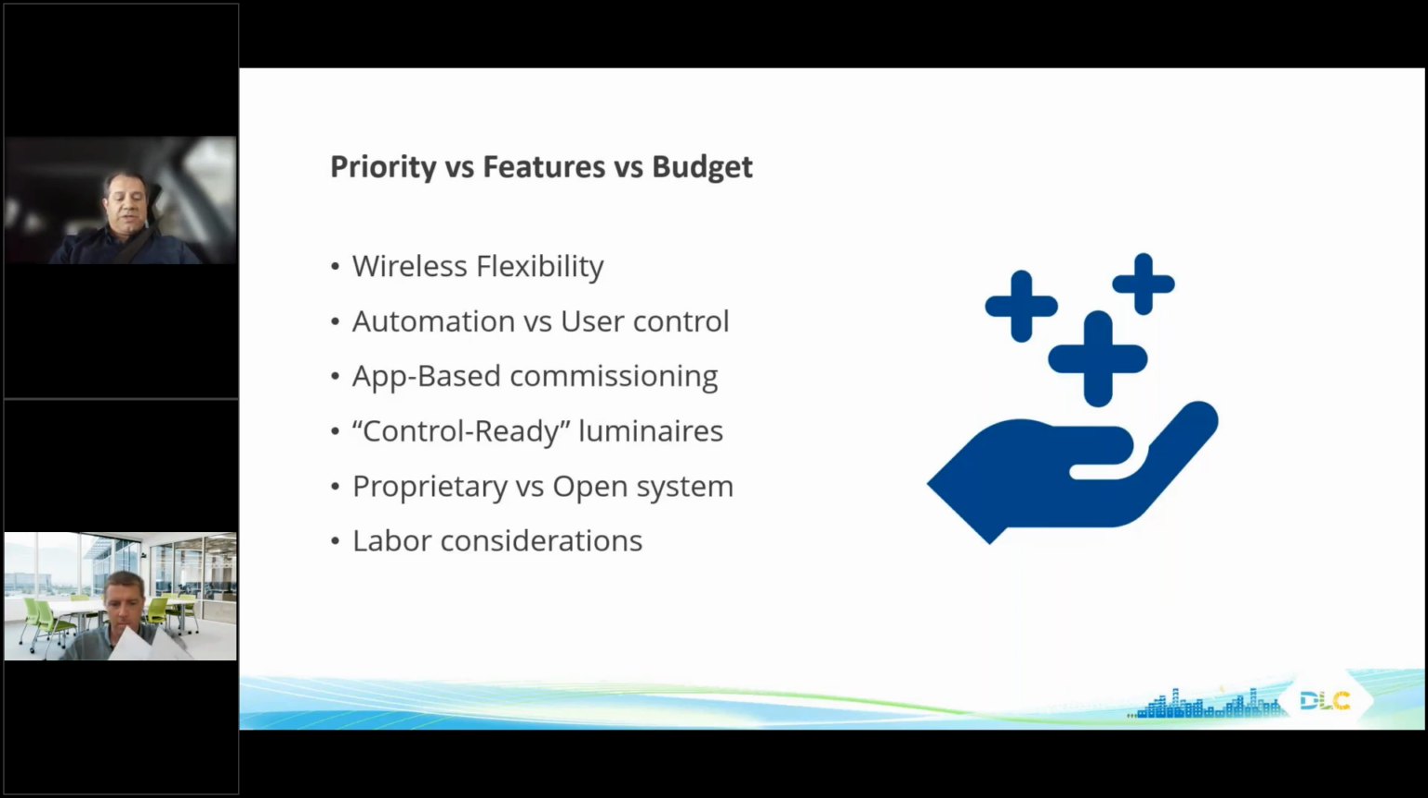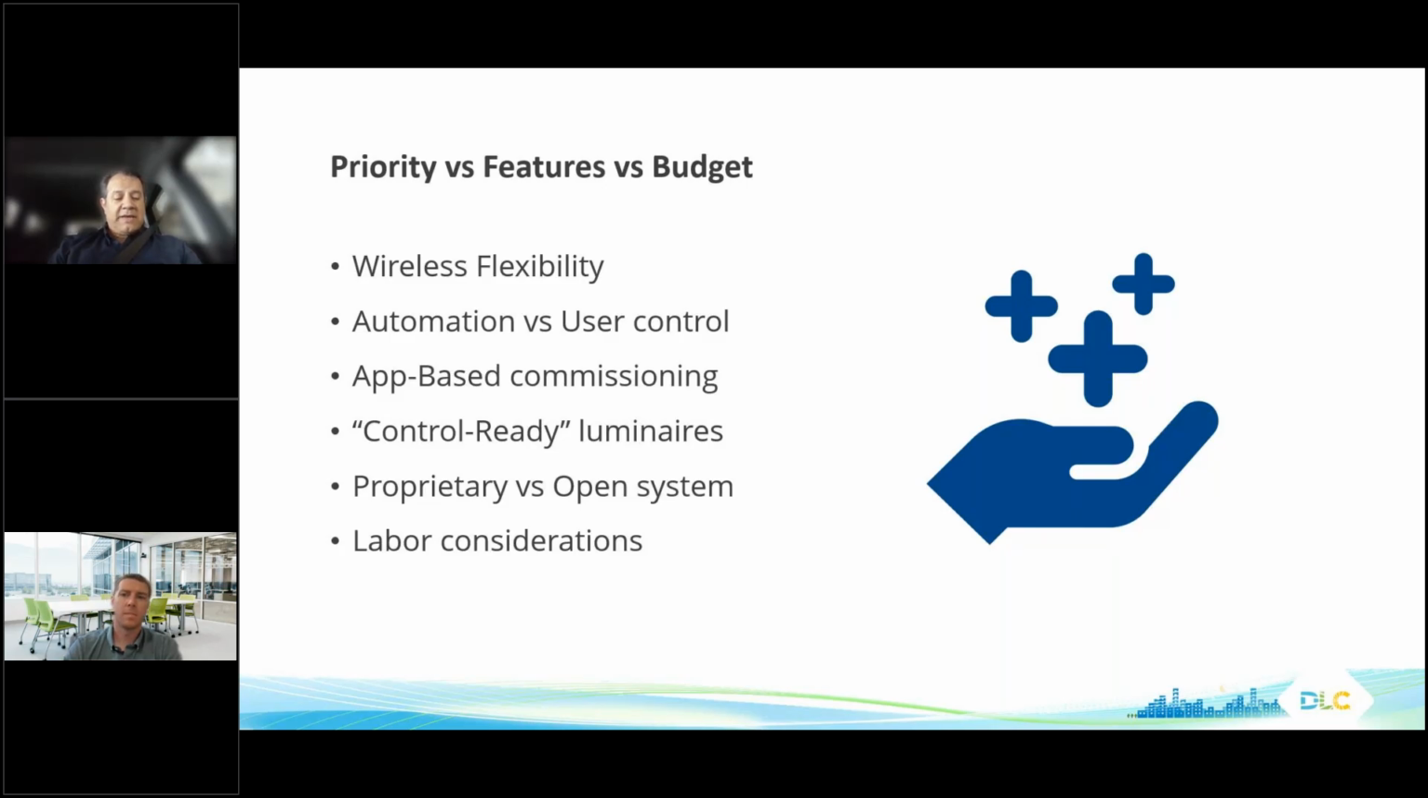So when it comes to the actual specification, we've learned that it is so important to really understand the customer's priority versus the features of each specific system versus what is that end user budget. We talked about flexibility within the system, whether it be a wired or wireless system. If the customer is in a situation where they may be reconfiguring zones and/or groups often, maybe a wireless system may provide a little more flexibility to reduce cost.